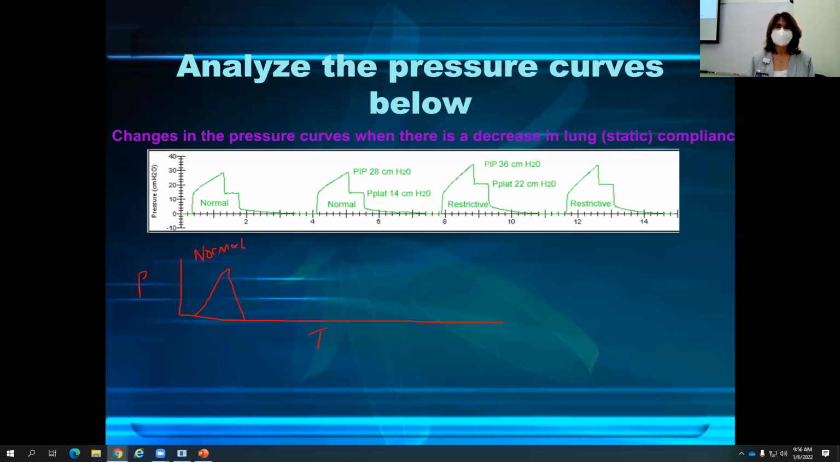Does anybody else want to try to explain it? So the peak pressure is a combination of two things. It's a combination of the airway resistance and the stiffness of the alveoli. The plateau pressure is only the stiffness of the alveoli. Because it's a static compliance, that's why we're only looking at the plateau pressure for the pulmonary edema. Yes, very good.